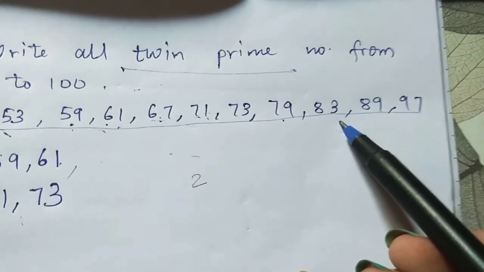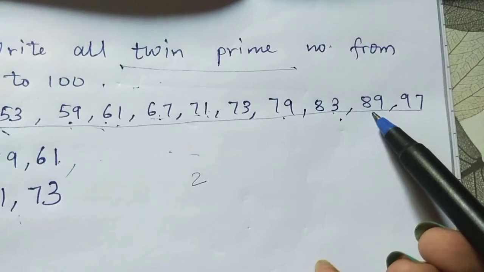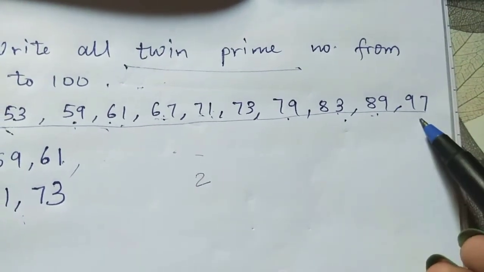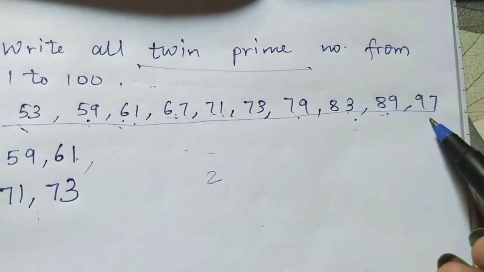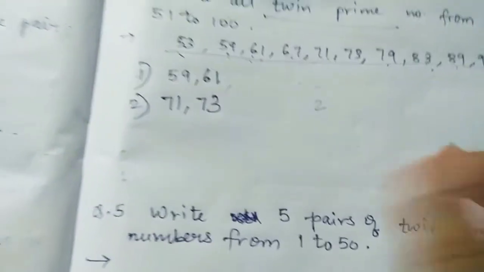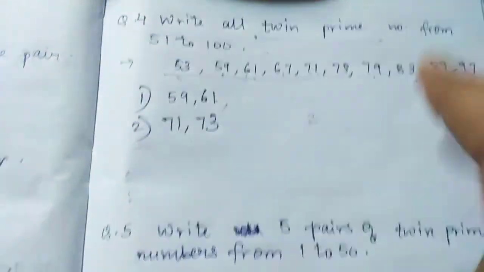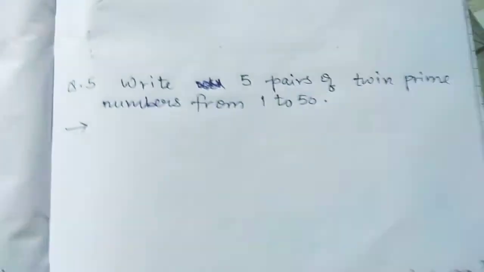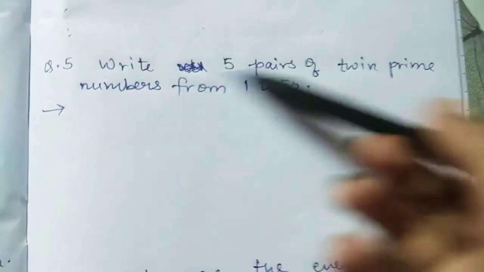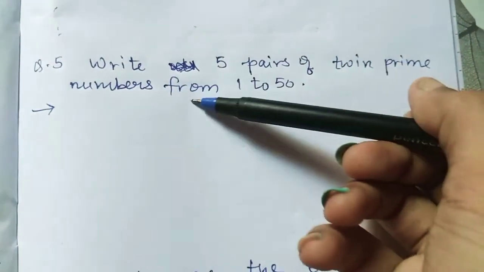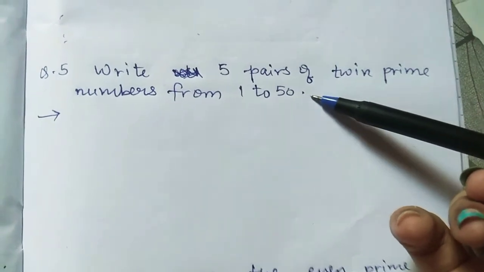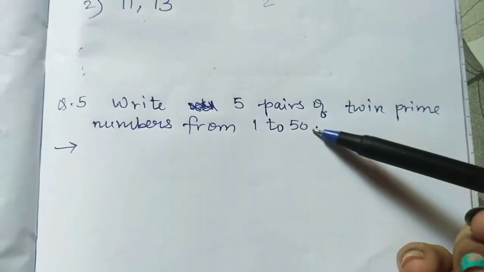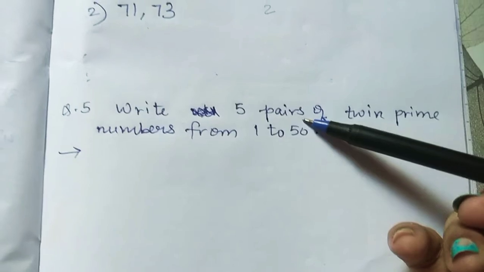79, 83, no. 83, 89, again no. 89, 97, again no. They are not twin prime numbers. So only 2 pairs. Next, question number 5 is also similar. Write 5 pairs of twin prime numbers from 1 to 50. Now we have to write from 1 to 50 and that too 5 pairs.